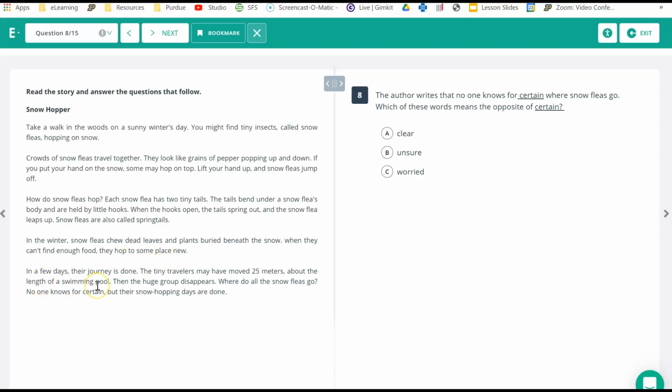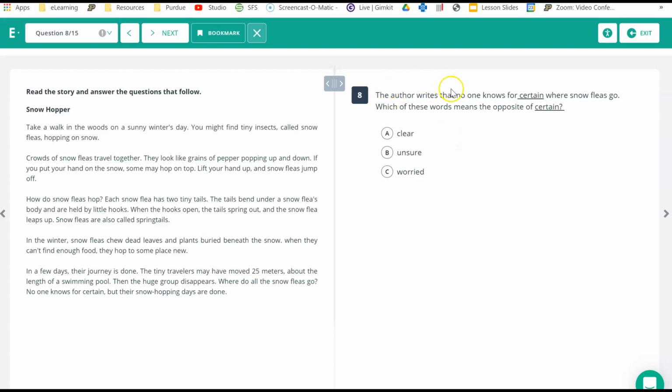In a few days, their journey is done. The tiny travelers may have moved 25 meters, about the length of a swimming pool. Then the huge group disappears. Where do all the snow fleas go? No one knows for certain, but their snow hopping days are done.